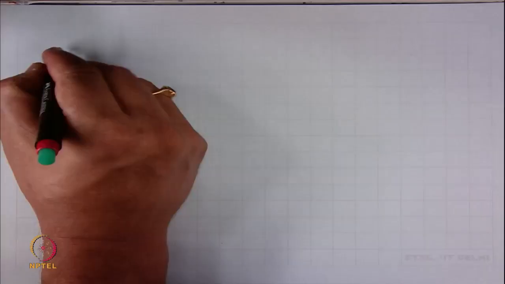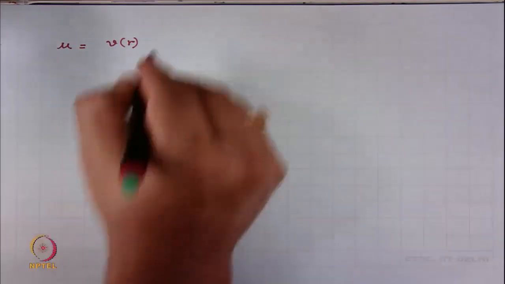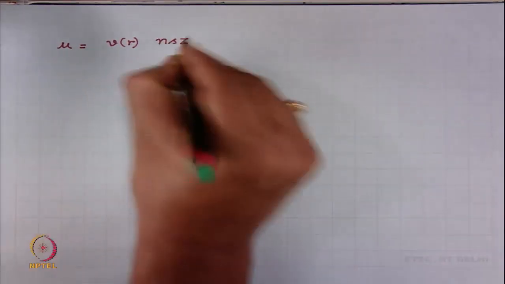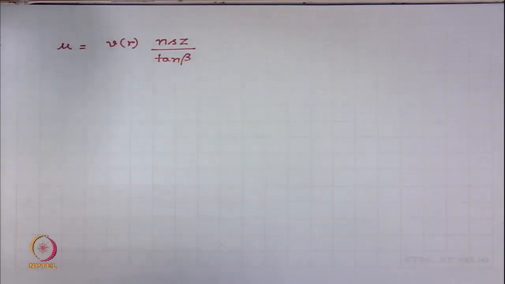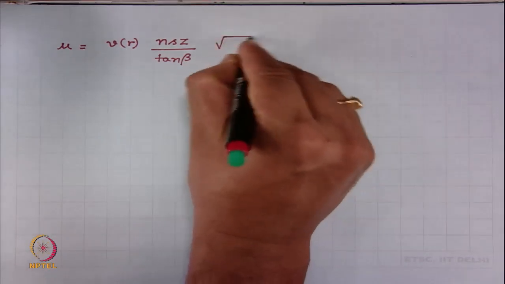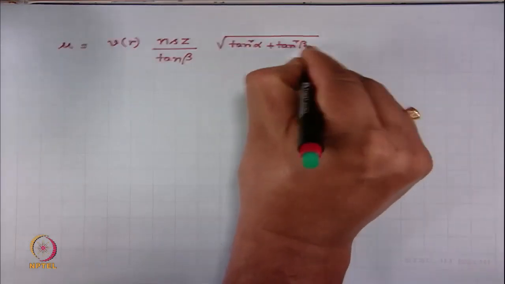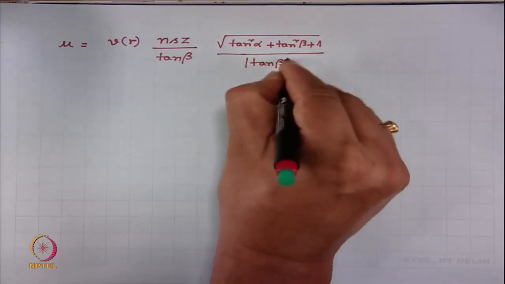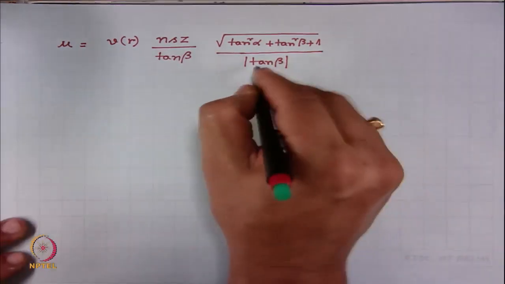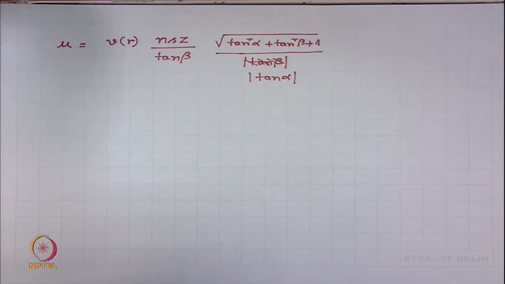So, what will be that form? Mu is equal to nu of r times n s Z by tangent of beta into dl by dr, which is tan square alpha plus tan square beta plus 1 divided by tangent of alpha. Right.